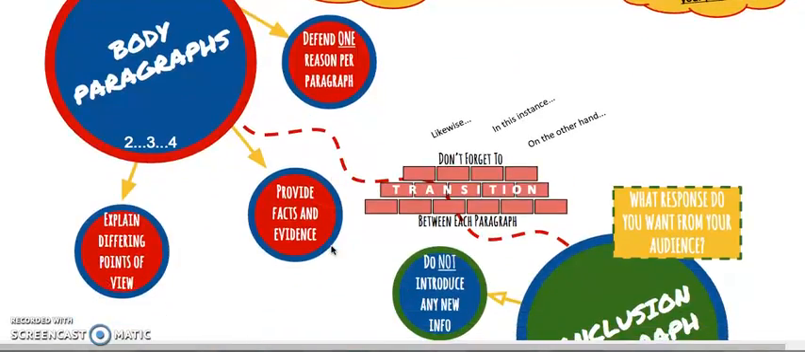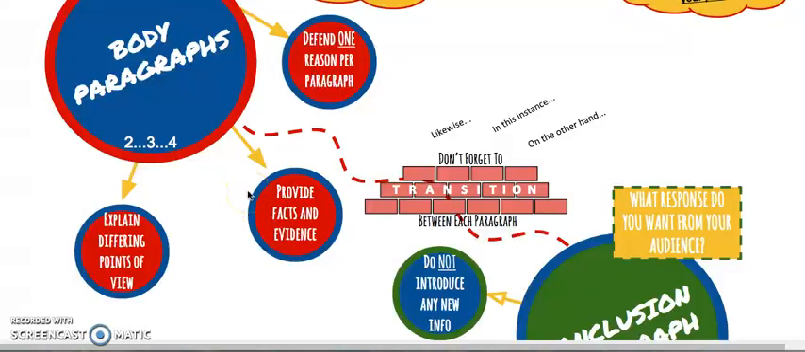Also, very important in your body paragraphs is explaining differing points of view. This means that you explain what your opposition would say. You explain how those that disagree with you or that are on the opposite side of the issue do not agree with what you are believing in. This provides credibility and shows your audience that you took time to really consider both points of view. It also gives you an opportunity to argue back, to explain why you are right and they are not.